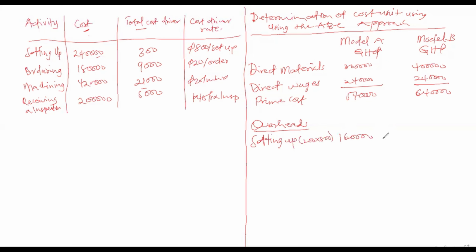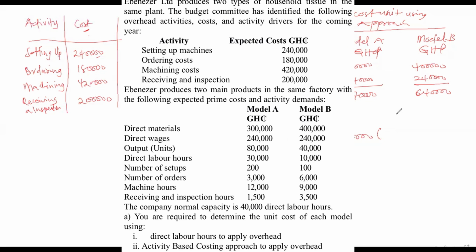Then we come to model B. For model B, the number of setups is 100. So you multiply 100 by what?